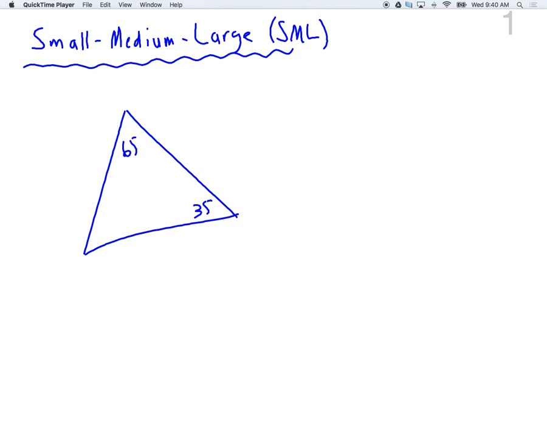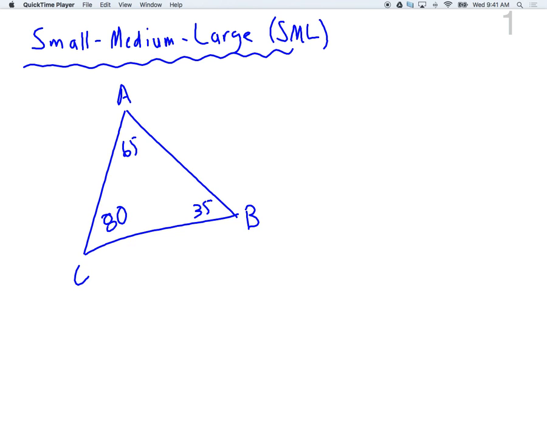35, 65, and Alex, what do you want to call this triangle? ABC. Okay, first of all, how big is angle C? You'll need your calculators, just to help me out. 80. Somebody confirm? Yes. All right, beautiful. Simple application of the triangle sum theorem.